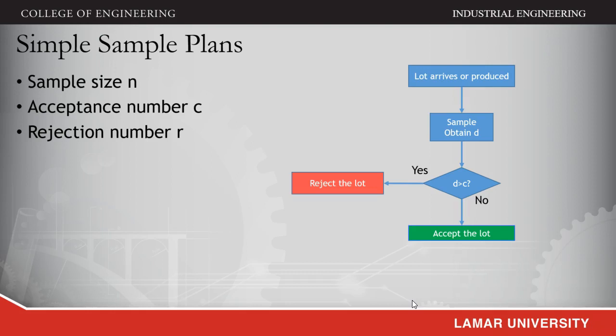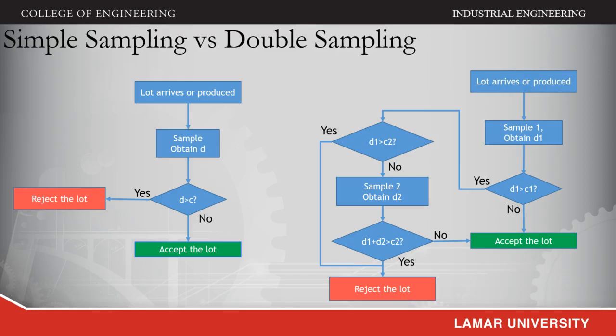So in this diagram, the lots arrive or are produced, and then we obtain how many defects are in the sample. If the number of defects in the sample is larger than the acceptance number, then we have to reject the lot. If the number is less than or equal to the acceptance number C, then we would accept the complete lot. Here we have a comparison of simple sampling plans versus double sampling plans.